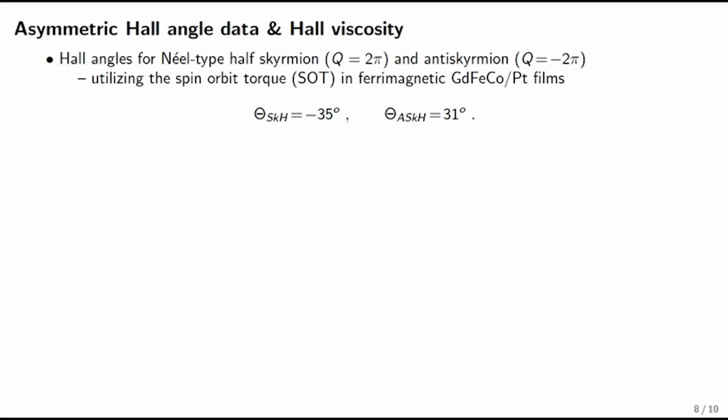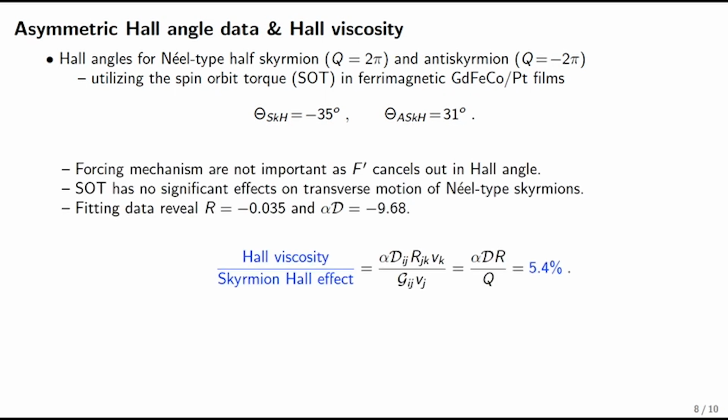Now, let's apply this to the experimental data. As we already mentioned, there is an asymmetric Hall angle data for the Néel type half Skyrmion and anti-Skyrmion that utilize the spin-orbit torque in ferrimagnetic film. In Hall angles, the forcing mechanism and spin-orbit torque turn out to be not important for Néel type Skyrmions. We compare the Hall viscosity contribution to the Skyrmion Hall effect like this, and to my surprise, the Hall viscosity is about 5.4% according to our analysis. This is actually a significant part of the Hall transport.